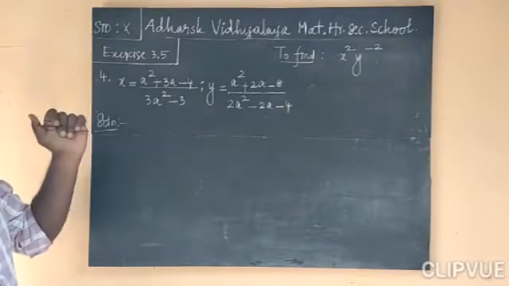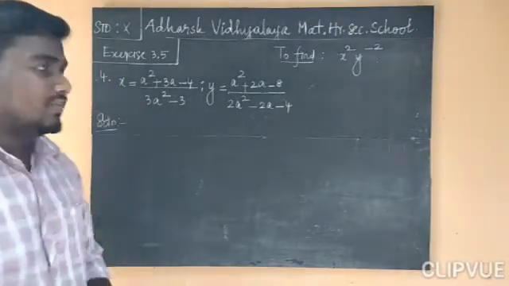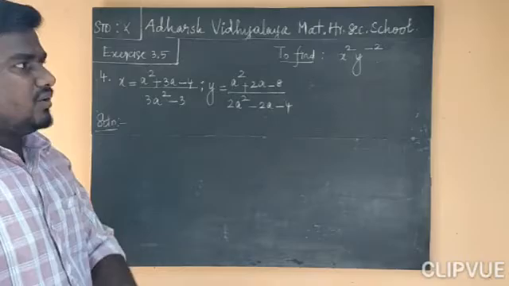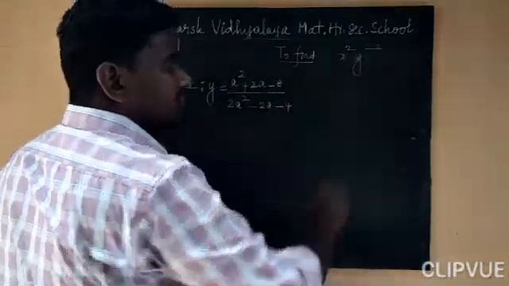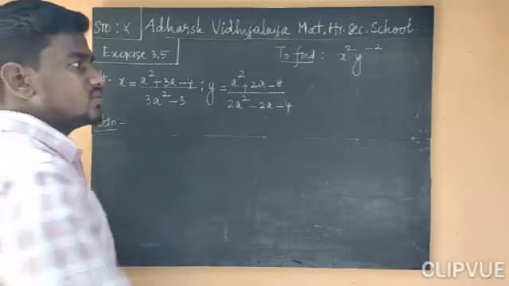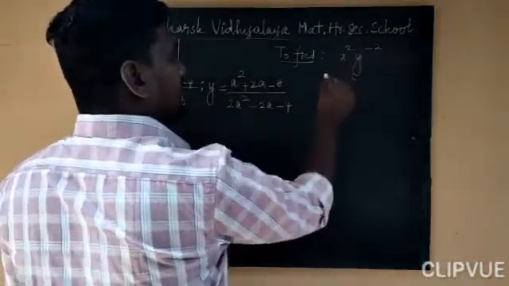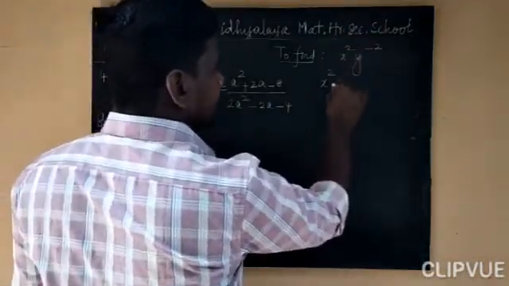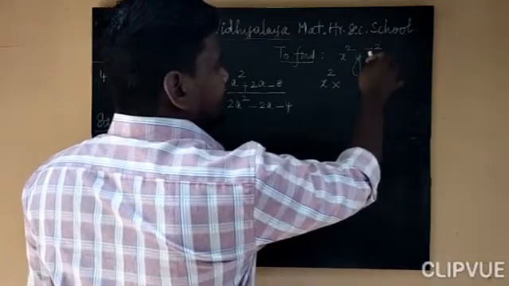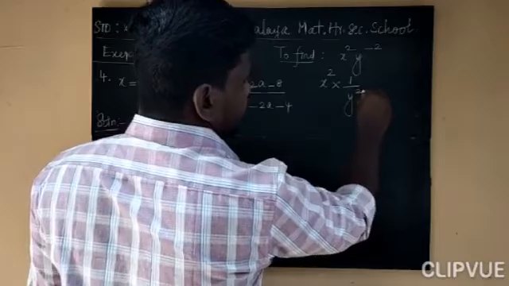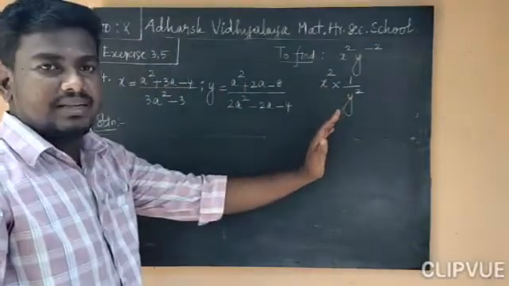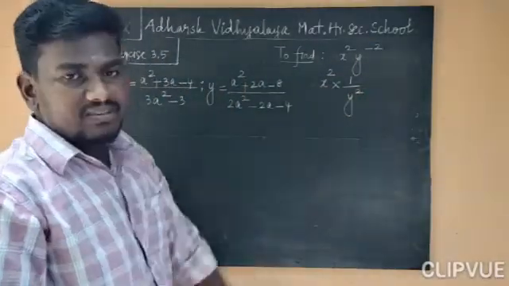Question number 4, exercise number 3.5. X value and y values are given. They are asking to find x square into y power minus 2. Instead of finding this one, I am going to find x square into, if you take that y power minus 2, 1 by y power plus 2. This you have learnt already. Actually, law of reciprocal you have learnt.